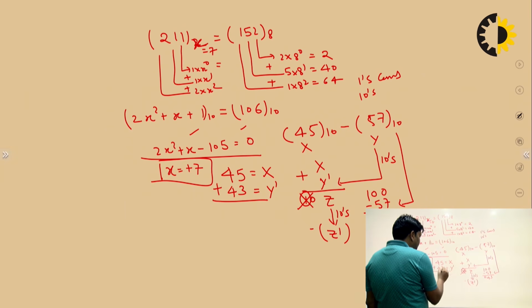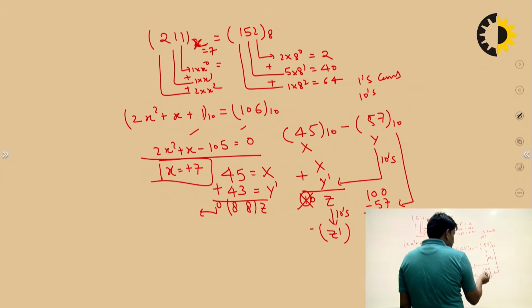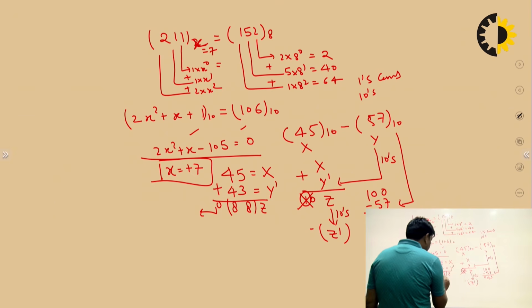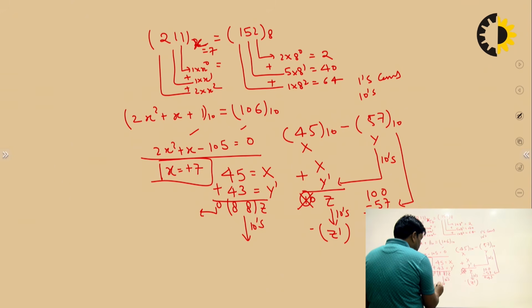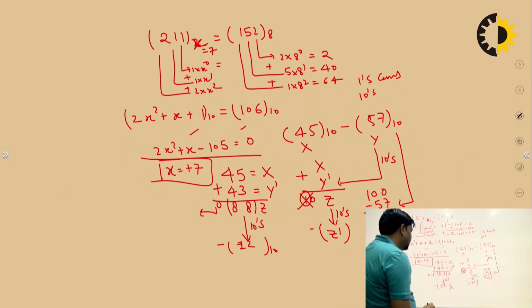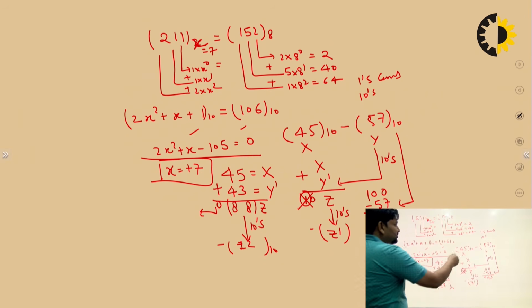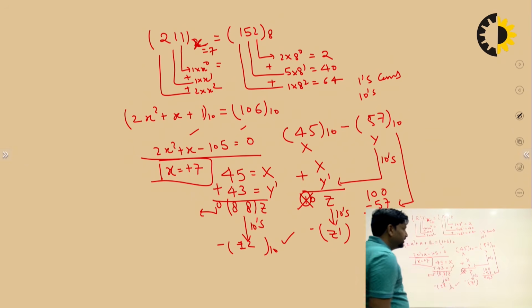Then we add them, 45 plus 43, which is 88. No carry occurs. So you have to just see that no carry occurs. So this is z. If no carry occurs, we have to take the 10s complement of this z. The 10s complement of this z is 12, and a minus sign has to be introduced. So the value of this number is minus 12. So 45 minus 57 is equal to minus 12.